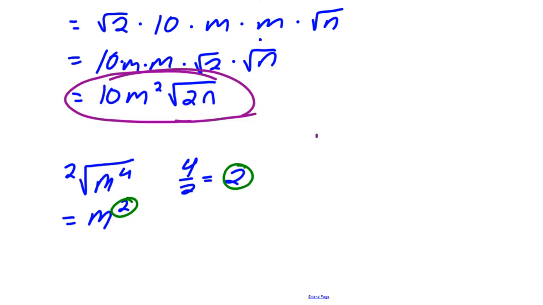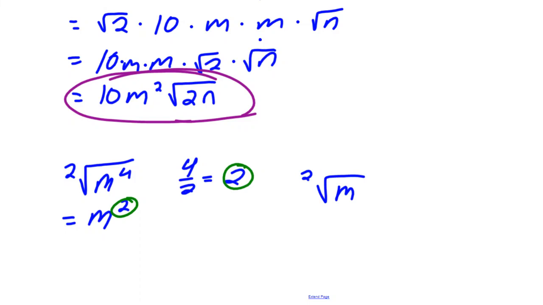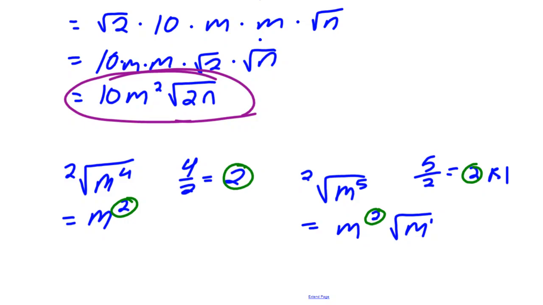And here's another little example. If you have the square root of m to the 5th, what you would do is 5 divided by 2. And that would give you 2 with a remainder of 1. That means that your answer would be m squared. This tells you what that power would be. But you have 1 remainder. That would be your 1 right here. So that's a little shortcut that you can use when simplifying these.